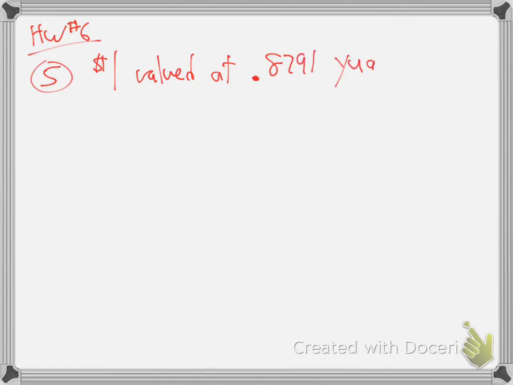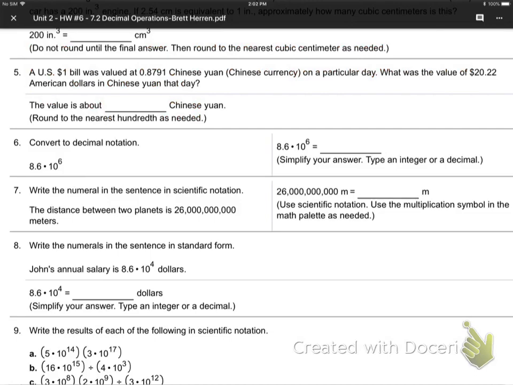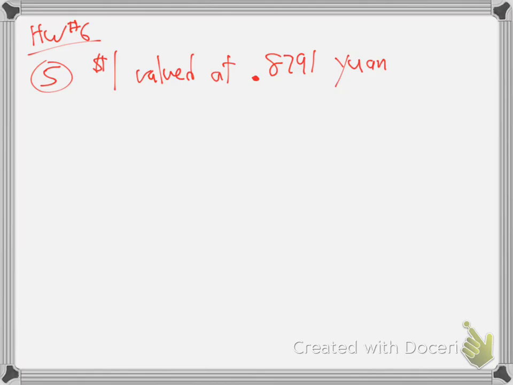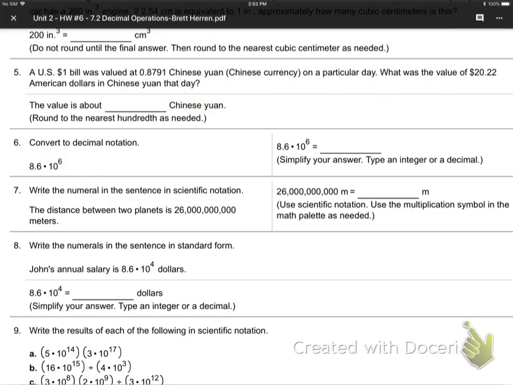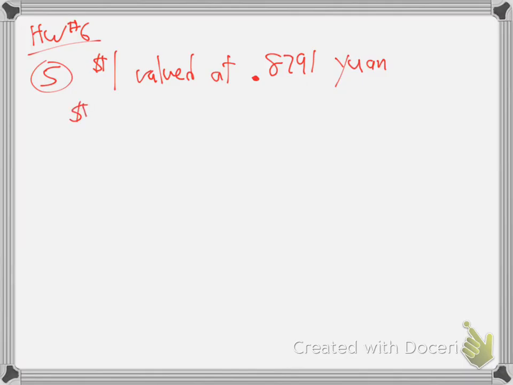How do you spell yen? Or yuan? Is that how you say that? Anybody know? Some kind of Chinese currency. All right. So the question is, on a particular day, what was the value of $20.22 American dollars? So $20.22 was, on that day, how much yuan in Chinese currency?